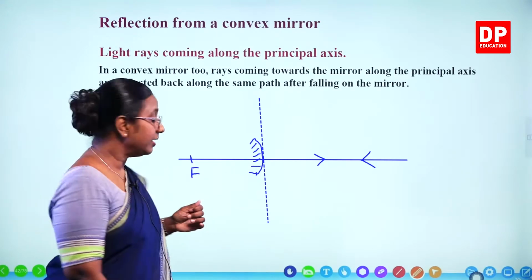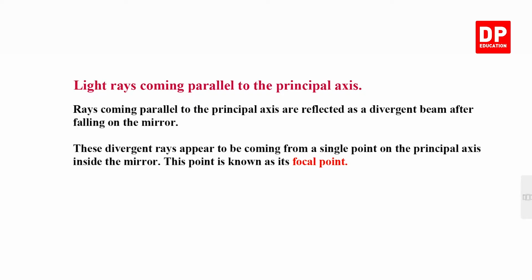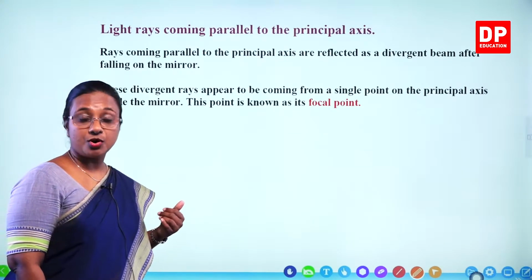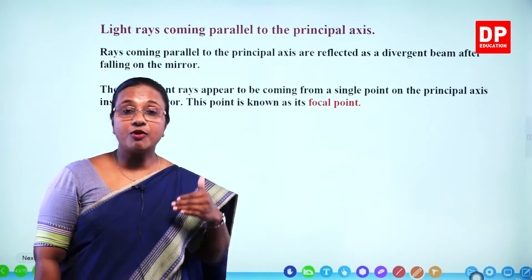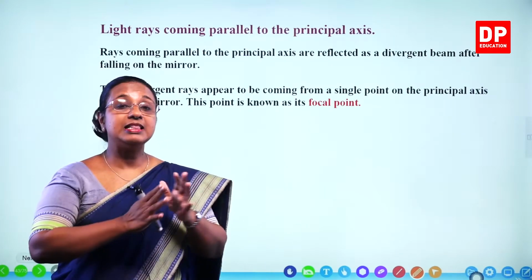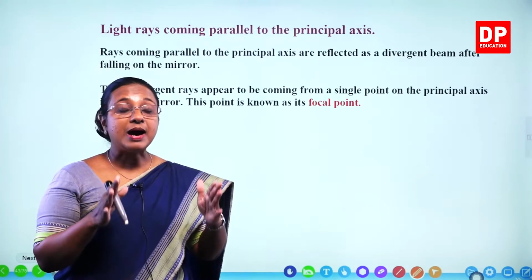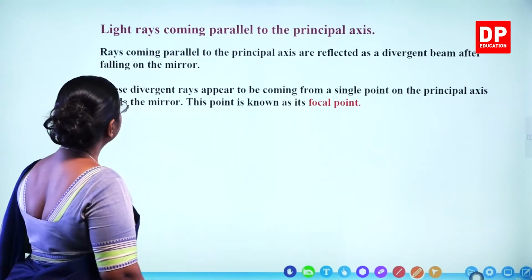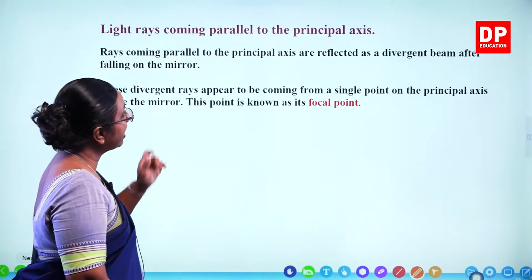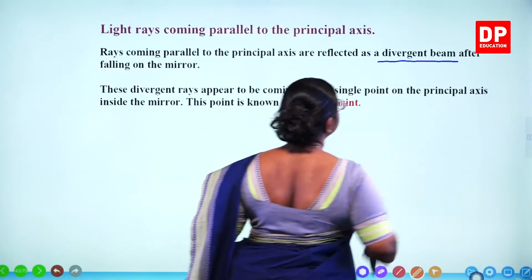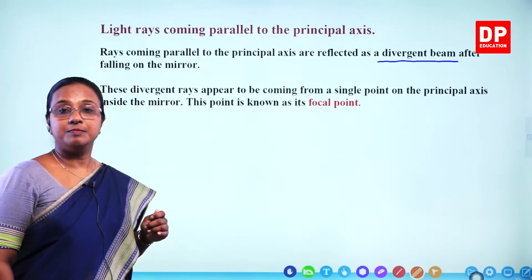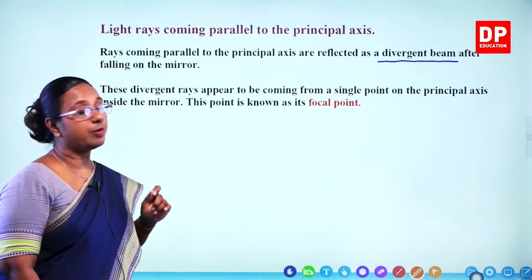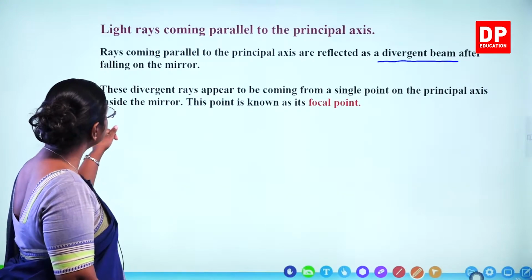Now, I will move on to the next type of ray, light rays coming parallel to the principal axis. So, again, this is what we saw before also. Light rays that are falling parallel to the principal axis get diverged away. But they look as if they are coming from the focal point. Rays coming parallel to the principal axis are reflected as a divergent beam after falling on the mirror. These divergent rays appear to be coming from a single point on the principal axis inside the mirror.